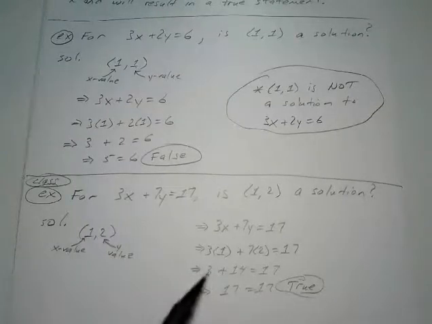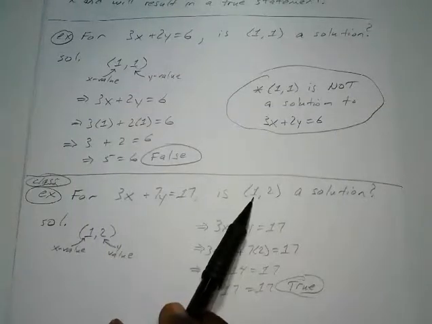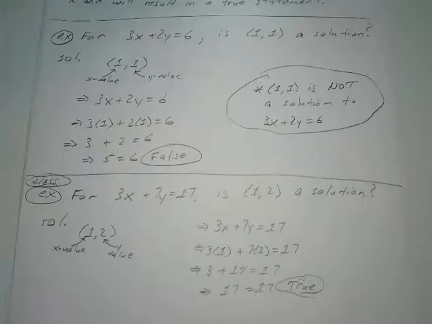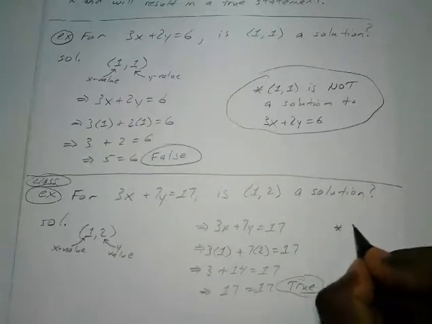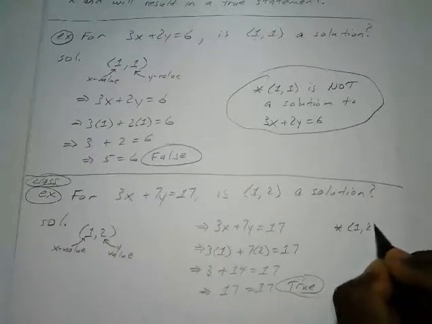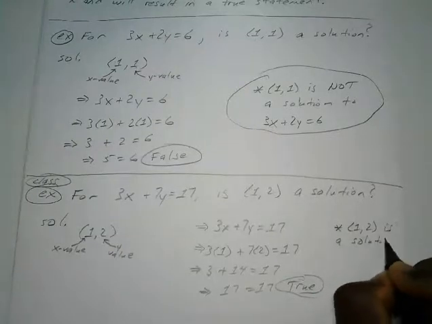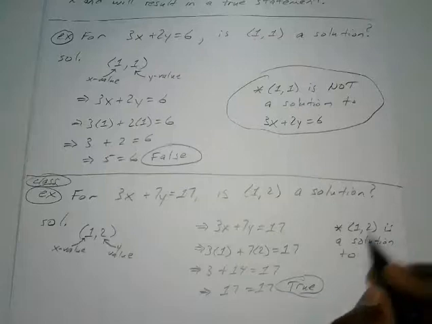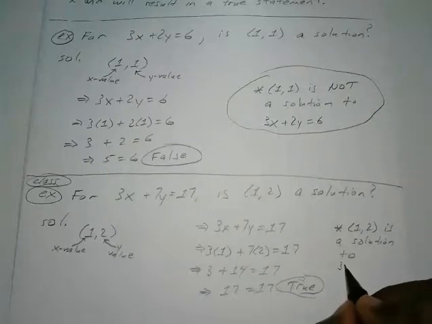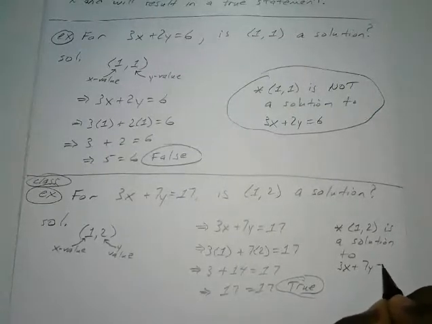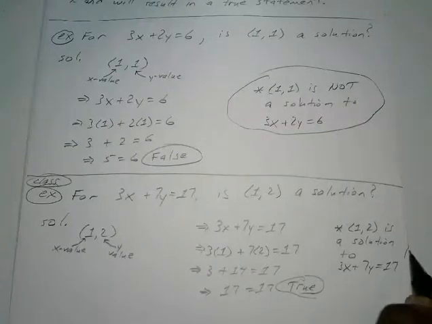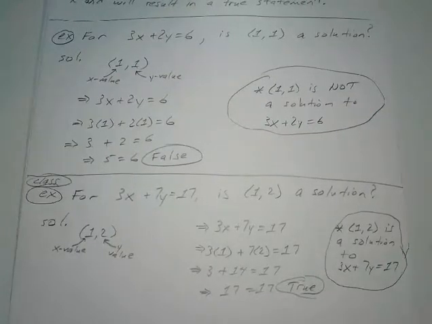So the fact that plugging in this ordered pair gave us a true statement, we can say that 1, 2 is a solution to 3x plus 7y equals 17. Okay, so hopefully that makes sense.